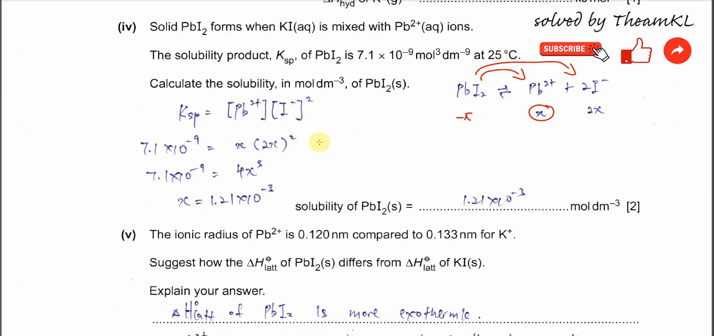So first, you need to get the Ksp. Ksp equals the concentration of the lead-2 ion times the concentration of iodide squared, because the coefficient here is 2, so you must put the square here. Then you substitute the X and 2X into this expression. Ksp is already given, so Ksp equals X times (2X) squared, which means eventually you get 4X cubed. So X eventually will be 1.2 times 10 to the power negative 3. So this is the solubility of lead iodide.